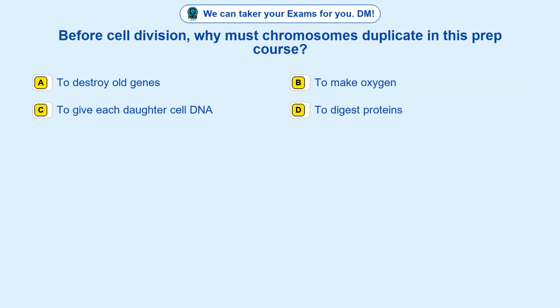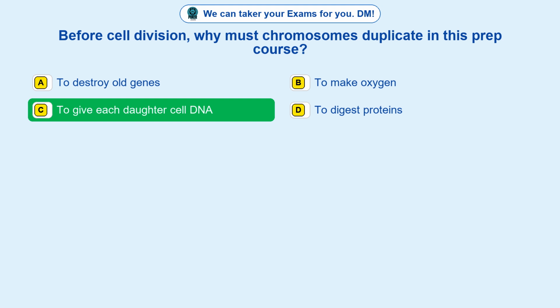Question 4. Before cell division, why must chromosomes duplicate in this prep course? Option A, to destroy old genes. Option B, to make oxygen. Option C, to give each daughter cell DNA. Option D, to digest proteins. The correct answer is option C, to give each daughter cell DNA.